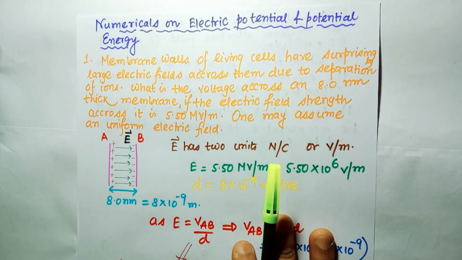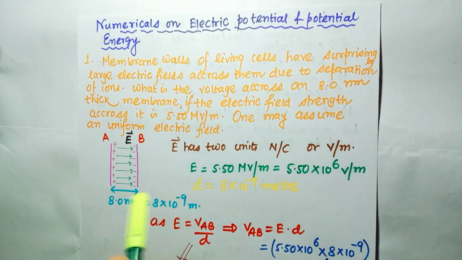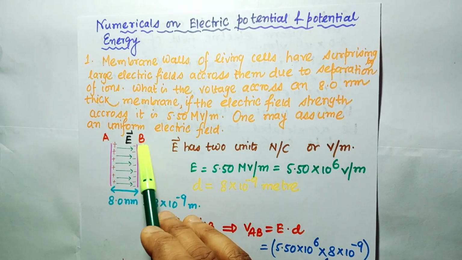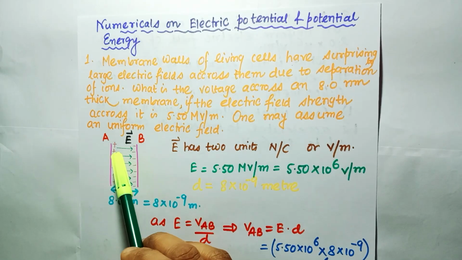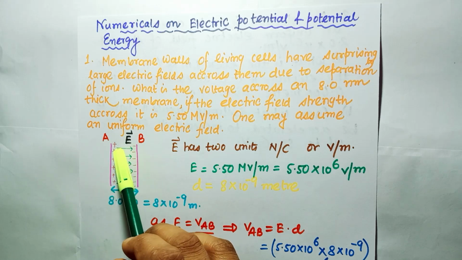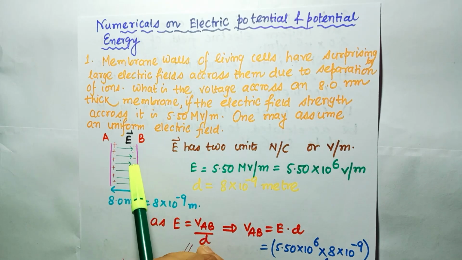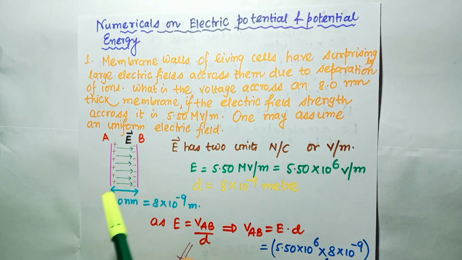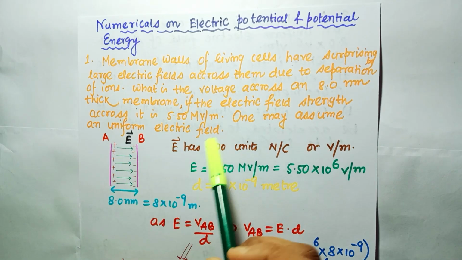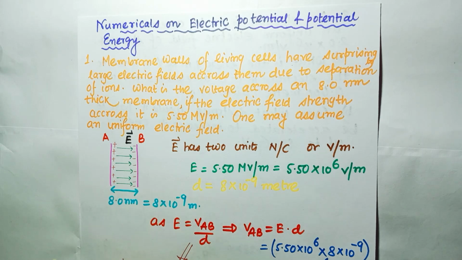So this is the problem stated, and you can see this is the membrane wall, A and B, two walls of the membrane, and you can see there is a separation of the ions. The A wall has the positive ion and the B wall has the negative ion. So the electric field is acting from the positive ion to the negative one, and the thickness of the membrane wall is 8 nanometer, equal to 8 into 10 to the minus 9 meter.